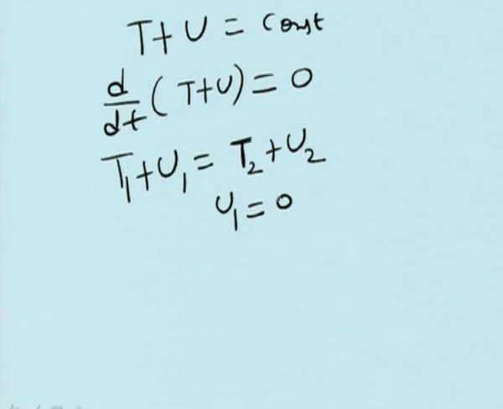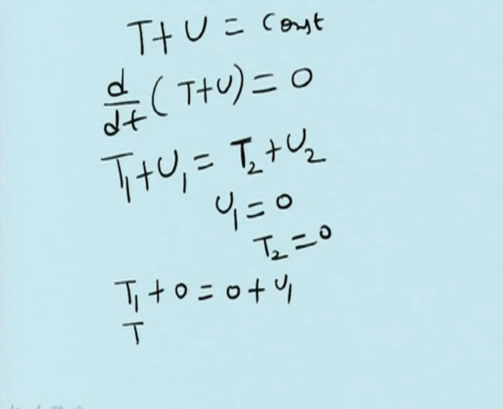At this position, the velocity of the mass is 0 because the extreme position, that is the maximum displacement, has occurred. It cannot go beyond that, so velocity must be 0, otherwise it will go in that direction. So T2 is equal to 0. So you have a relation T1 plus 0 is equal to 0 plus U2, so T1 is equal to U2.